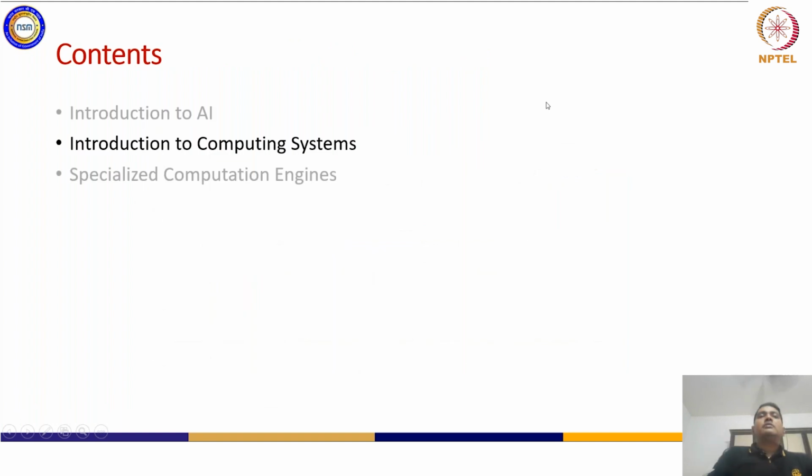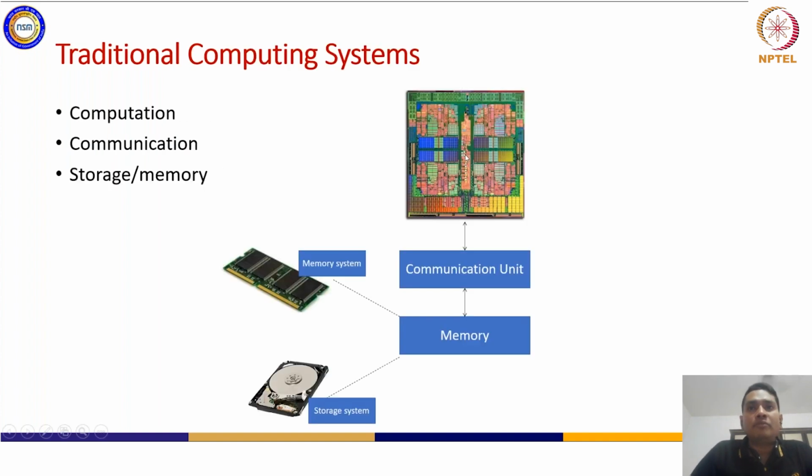Now we'll look into the computing systems that are available, and we will try to relate what kind of computing systems will be more suited for this kind of computational density or computational complexity that is incurred by these AI benchmarks, right? So of course, in traditional computing systems, as you know, we have the computation engine, and then we have memory. We have a memory system, with different levels or hierarchy of memory that we'll see in the next slide. And you have the communication unit.